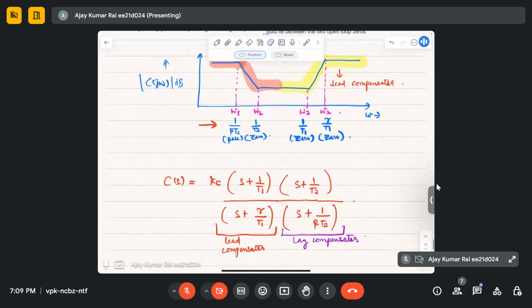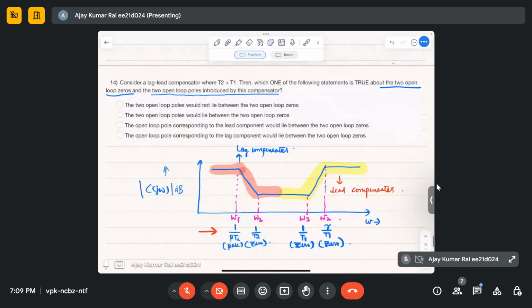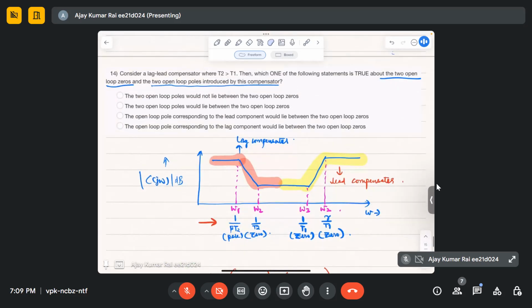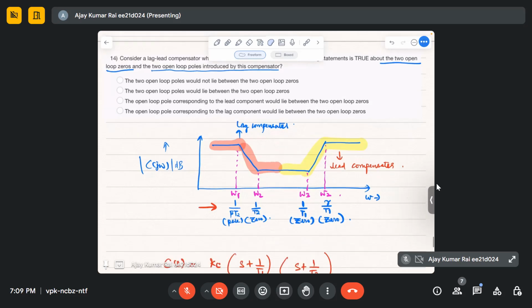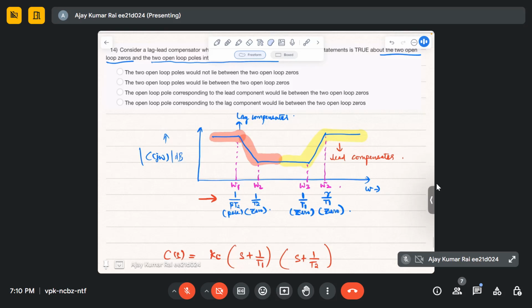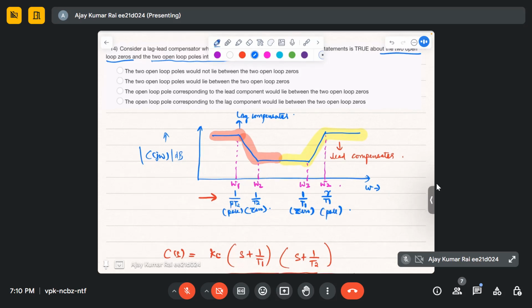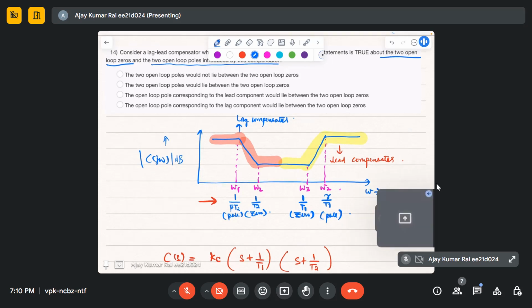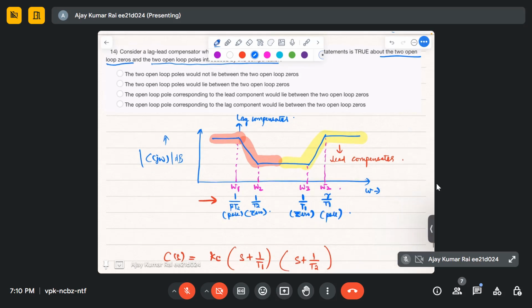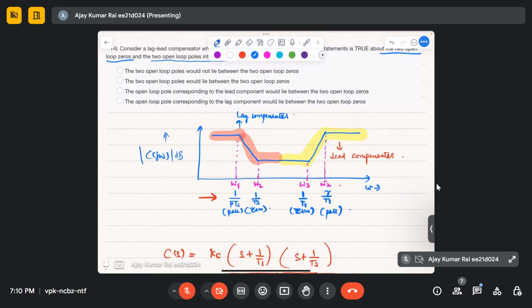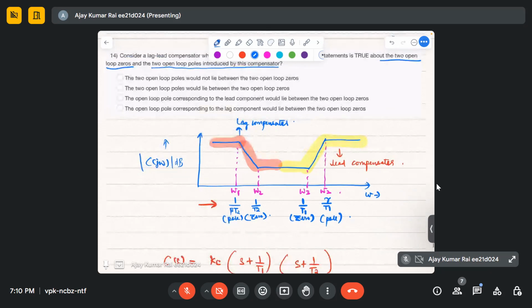So let's try to answer this question. Somewhere I have written wrongly, so this was a pole. First statement: the two open loop poles would lie between the two open loop zeros. Is it correct or what? You tell me.